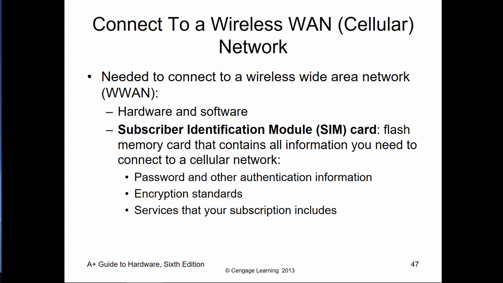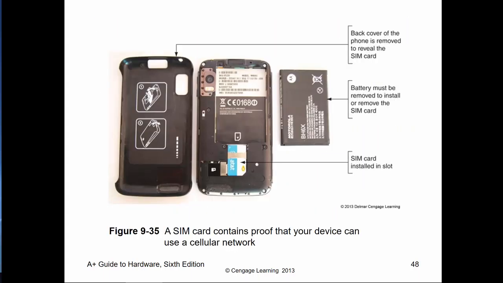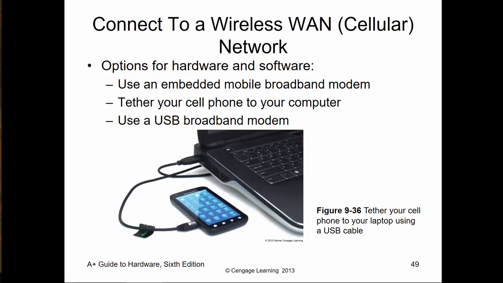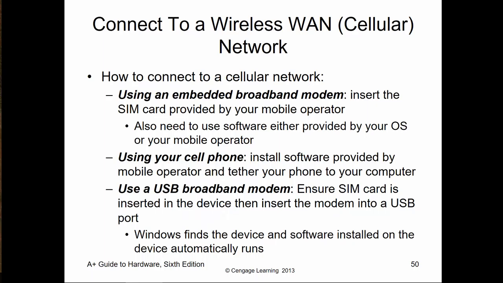If we're connecting via a cellular network, you'd be doing it through a SIM. Here's the back of an AT&T phone, where you can do it. Through that SIM card, you can gain access to your cellular data network. And you can also then tether your wireless device and a laptop so that your laptop can use your cellular device to connect to the data. You can do this using an embedded broadband modem, your cell phone, a USB broadband modem, or any type of tethering device.